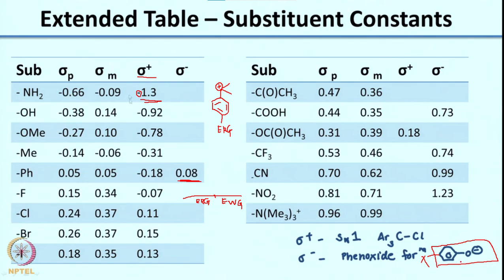Why? Because in case of the sigma minus, that means here O minus will be generated. Here it is more stabilized by the phenyl group compared to the H, that's why it's giving a slight positive value. If a phenyl group is present here in the O minus species, this type of reaction, it will stabilize the molecule. Then we have observed that all the electron withdrawing groups are stabilizing the negative charge here, and stability is increasing, right?